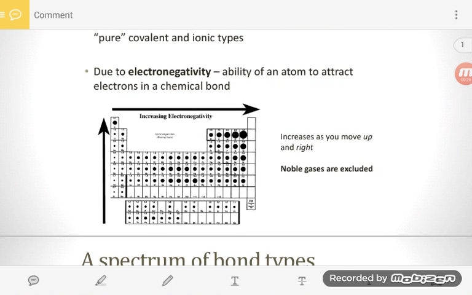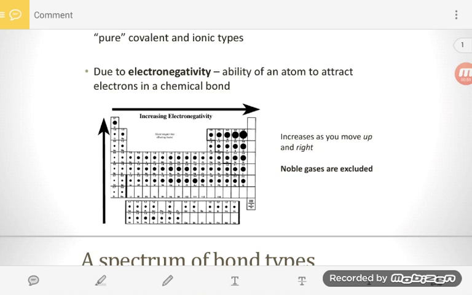Electronegativity is a measure of the ability of an atom to attract electrons to itself when it makes a chemical bond. The higher its electronegativity, the stronger it pulls on those electrons, and ultimately the more time those electrons spend closer to that atom. If we look at this chart here, we can see that electronegativity increases as we move up and to the right, but that excludes the noble gases. The noble gases really don't participate in very much chemical bonding, and they have essentially negligible electronegativity.